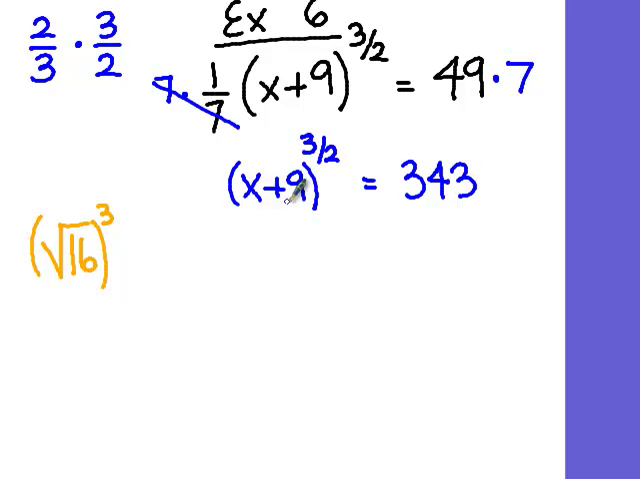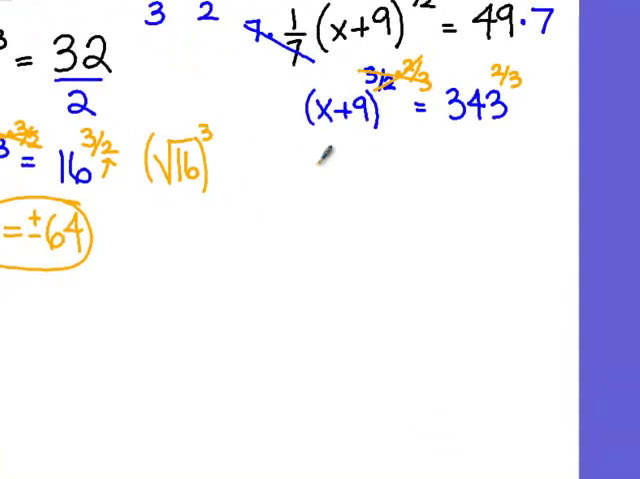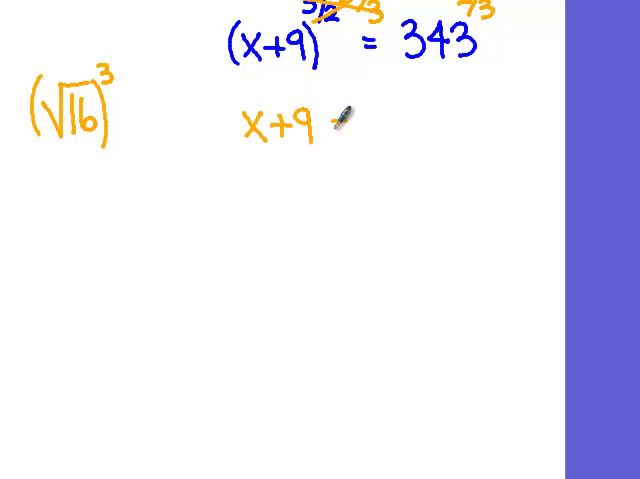Okay, now because all of this is raised to 3/2, I have to multiply by the reciprocal. Remember, it's an exponent to cancel it. And 343 raised to 2/3 is 49. And notice that the root that we're doing is a cube root, so we don't have to put plus minus on here. The last step would just be to minus 9.